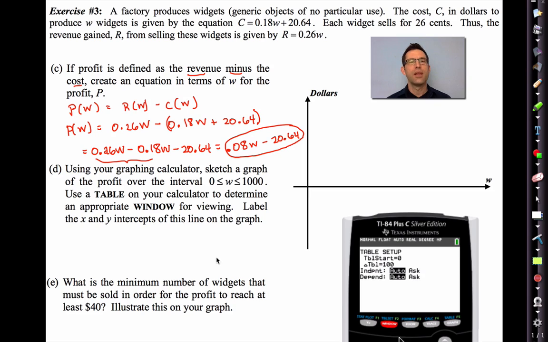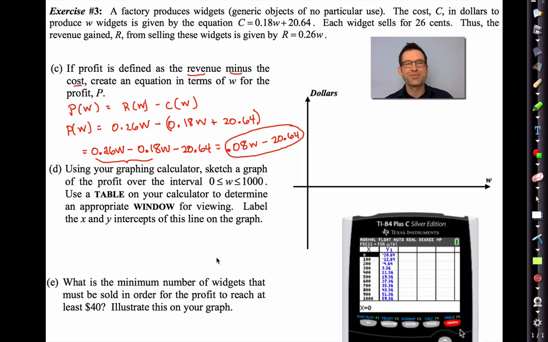Okay. Let's have our table begin at 0. Let's make it go by hundreds again. Hundreds, not hundredths. And let's pop into the table right now. Okay, let's hit second graph. All right. Now, what I'm really kind of interested in is what's going on at 0 and at 1,000. So what I can see is that at 0, I have an output of negative 20.64. No great surprise there. That's my y-intercept.